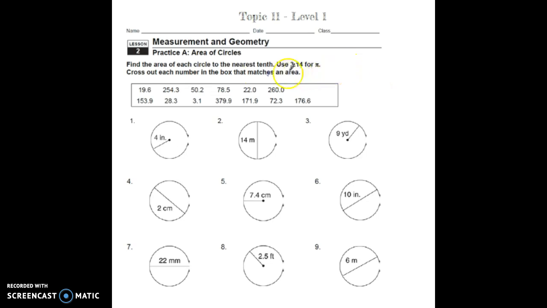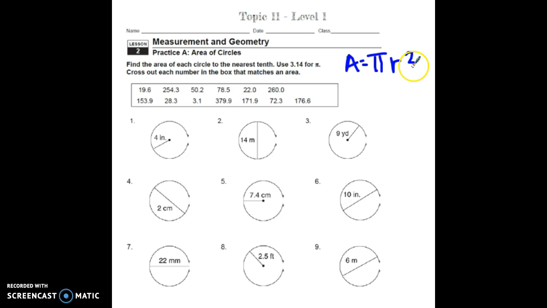So the very first thing, it looks like we're practicing finding the area of each circle, and they want us to use 3.14 for pi. So the first thing that I want you to write down on your paper, since we are finding the area, is the formula for area of a circle. So you need to write down A equals pi r squared.